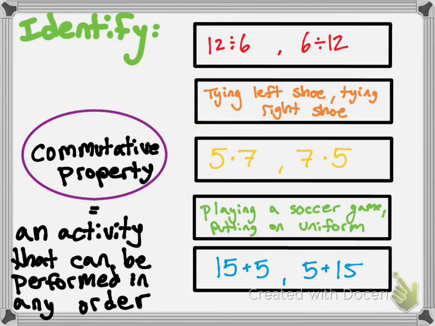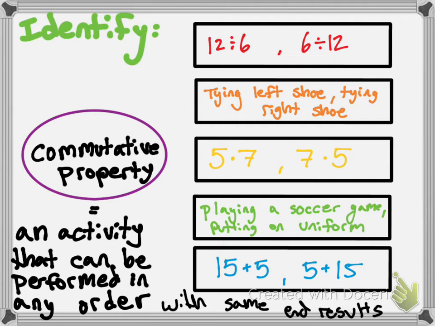I want you to identify which of these are the commutative property. The commutative property is an operation that can be performed in any order and still have the same outcome. So I can do it in any order I want, but my end result will always be the same.